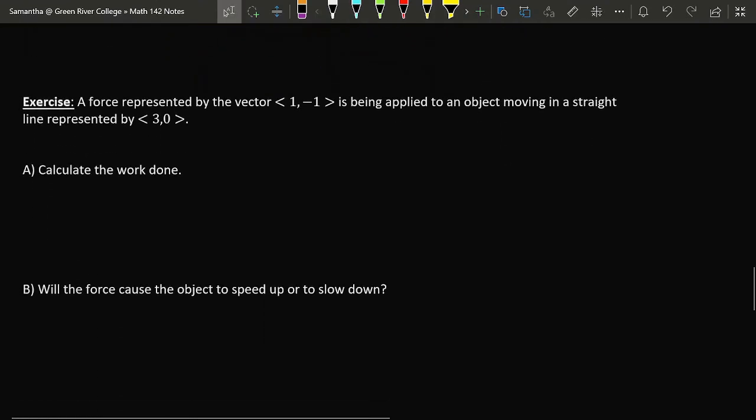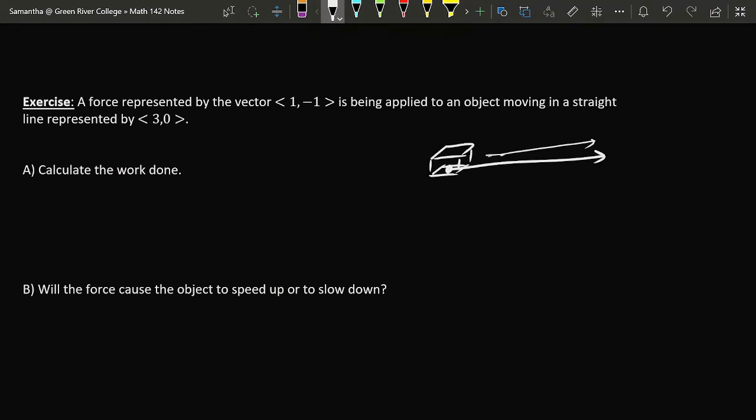Suppose, for example, that we have an object which is moving along a straight line path which is represented by the vector positive 3, 0. Now, as this minecart is moving, a force is acting on it, represented by the vector 1, negative 1. So the question is, what is the work done by this force on this moving object?